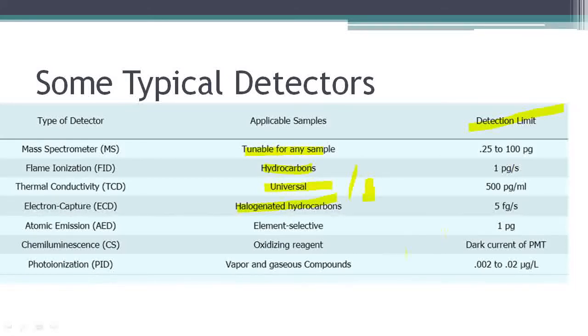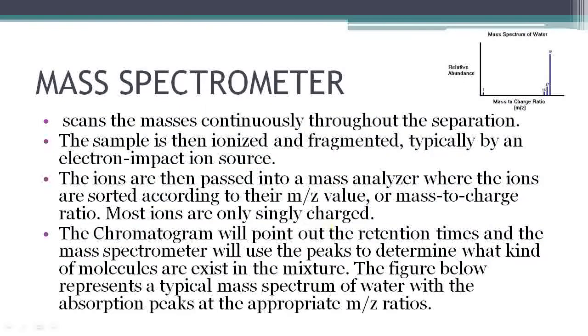Then we have photoionization, chemiluminescence, atomic emission. All these, so let us discuss these one by one. The first one is the mass spectrometer. So what does a mass spectrometer do? It scans the masses. As the name suggests, it is self-explanatory.